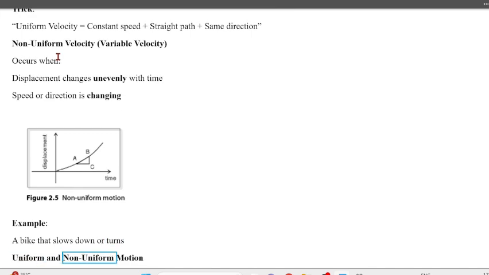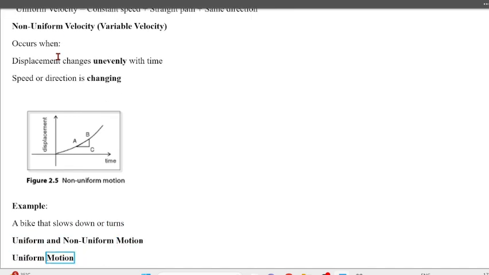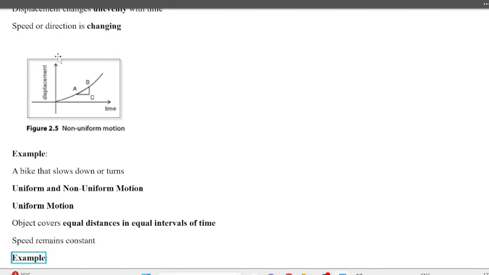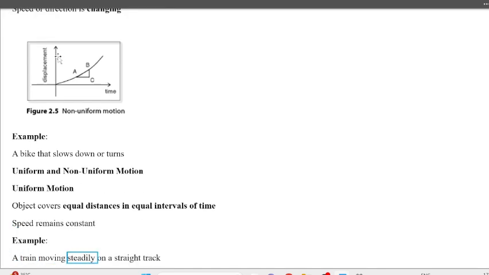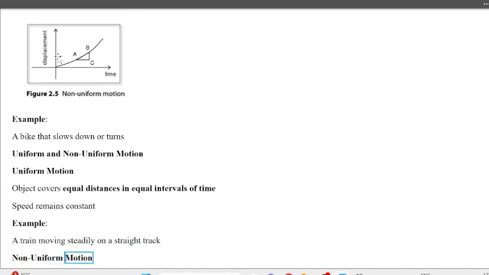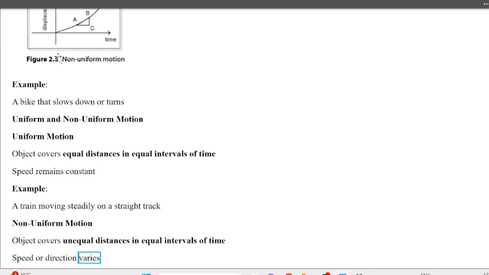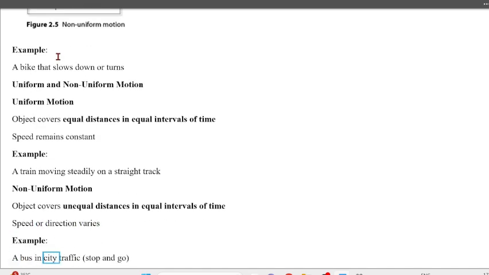Uniform and non-uniform motion. Uniform motion: an object covers equal distances in equal intervals of time. Speed remains constant. Example: a train moving steadily on a straight track. Non-uniform motion: an object covers unequal distances in equal intervals of time. Speed or direction varies. Example: a bus in city traffic, stop and go.